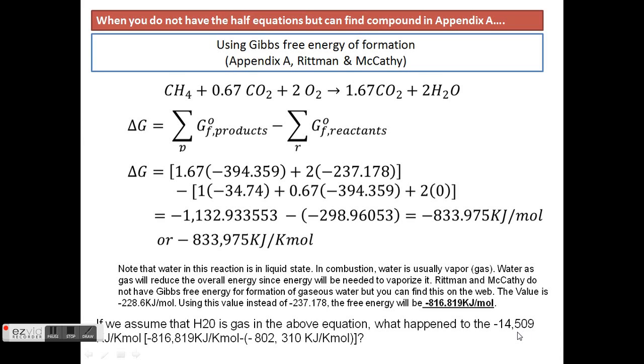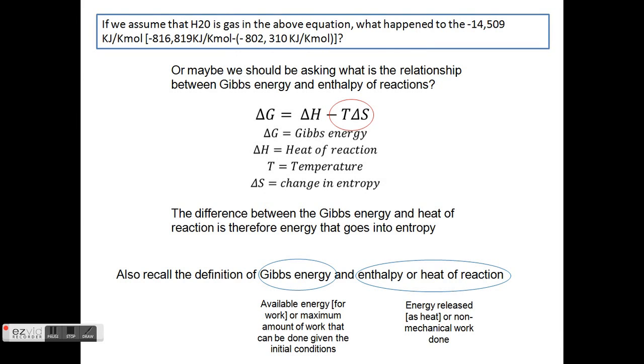The 14,509 kilojoules of energy. Or perhaps we should be asking, is that the right way to compare these two things? Most times in the biochemical reaction we're looking at the Gibbs free energy, and when we're looking at the thermochemical reaction we're looking at the enthalpy. So the thing is, are these two equal? No, they are not.